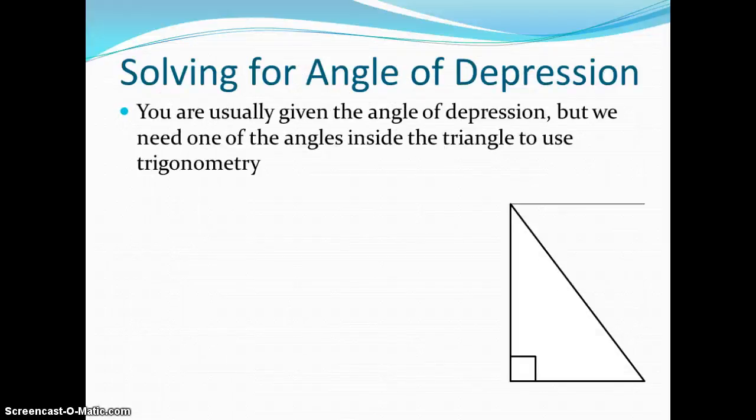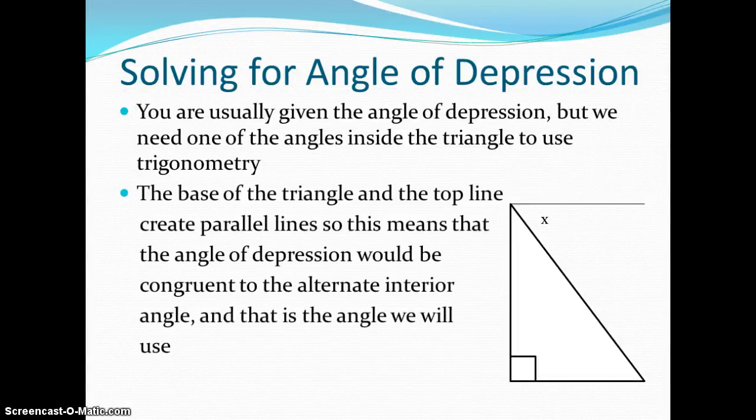Solving for the angle of depression. You are usually given the angle of depression, but we need one of the angles inside the triangle to use trigonometry. So let's say our angle of depression in our picture is x. The base of the triangle and the top line create parallel lines, so this means that the angle of depression would be congruent to the alternate interior angle, and that is the angle that we will use.